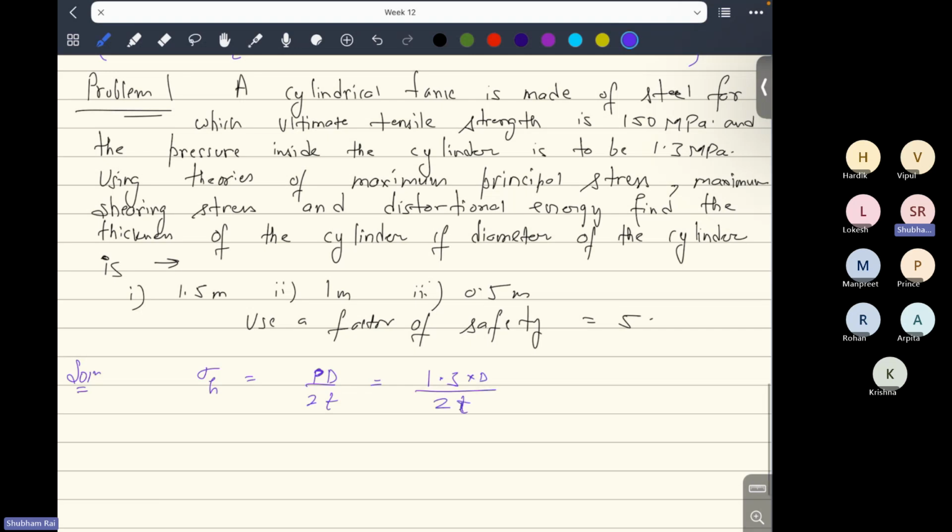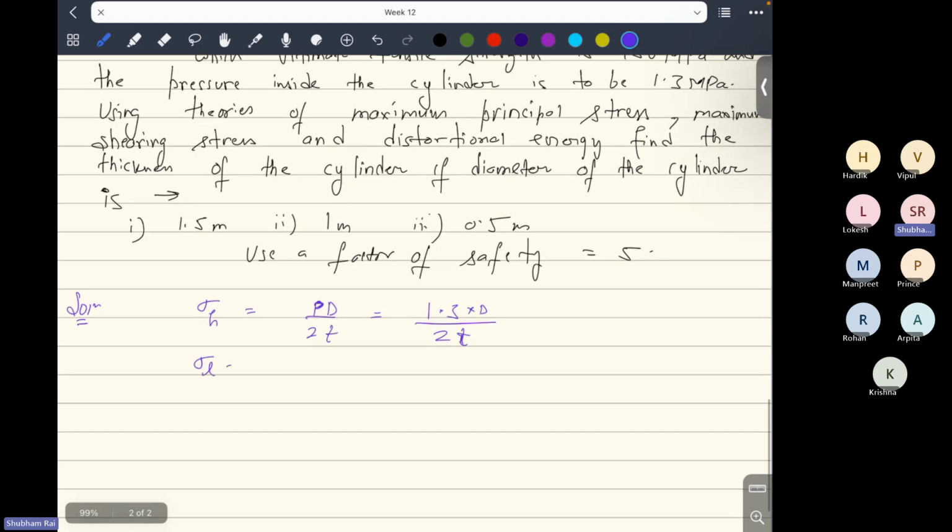So this is hoop stress, and what will be longitudinal stress? This will be in megapascals because pressure is in megapascals. Longitudinal stress is PD by 4T, so that will be 1.3 D divided by 4T, right?